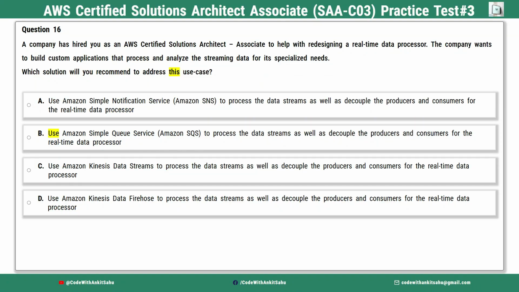Option B. Use Amazon Simple Queue Service, Amazon SQS, to process the data streams as well as decouple the producers and consumers for the real-time data processor. Option C. Use Amazon Kinesis data streams to process the data streams as well as decouple the producers and consumers for the real-time data processor. Option D. Use Amazon Kinesis data firehose to process the data streams as well as decouple the producers and consumers for the real-time data processor.